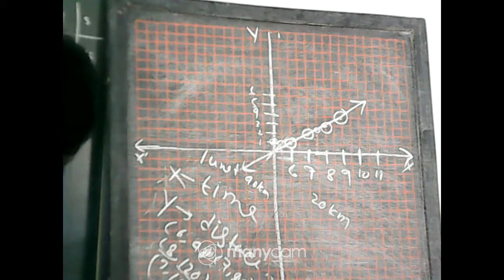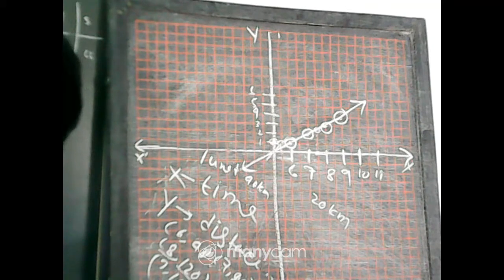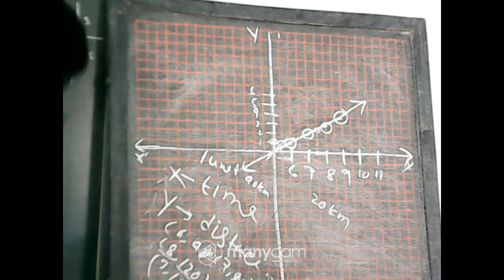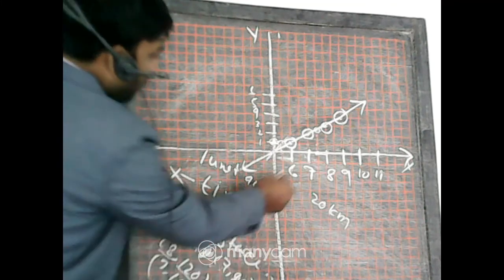And next question is, what is the time when the car had covered distance 100 kilometer? What is the time when the car has 100 kilometer? Tell me quickly. When will it cover 100 kilometer? Yes, 7:30.